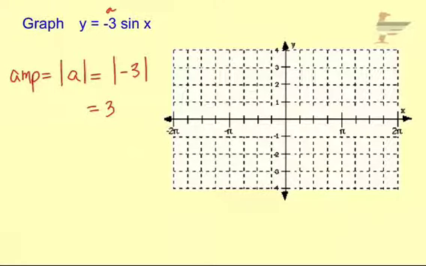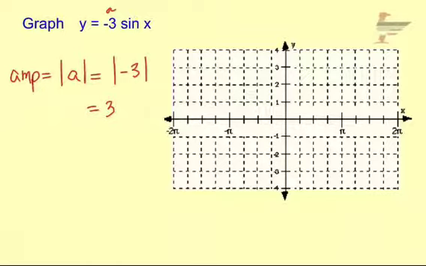Amplitude will always be a positive number. Please don't put a negative in front of your amplitude number because you will be marked off for that. Amplitude measures the distance from the x-axis to the maximum or minimum values on your graph, and distance is always a positive measurement. So amplitude is 3.